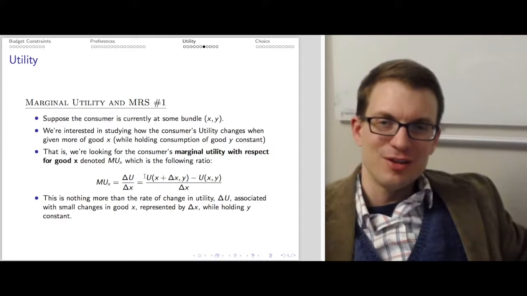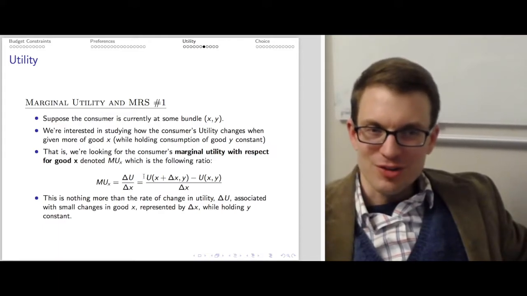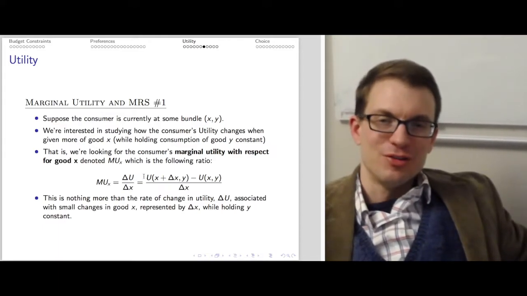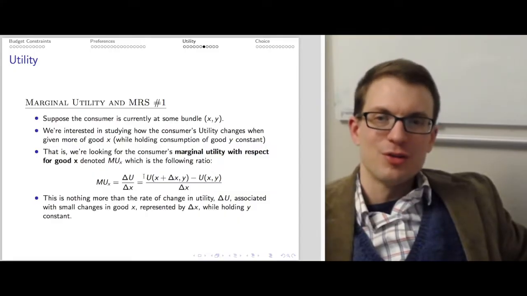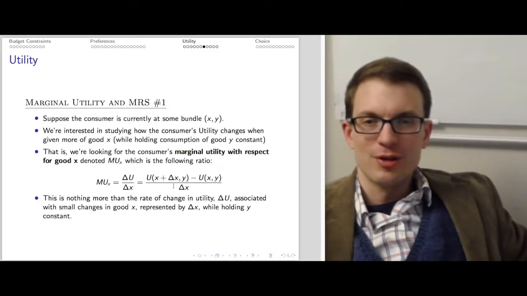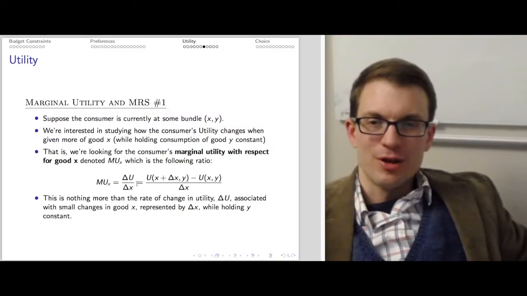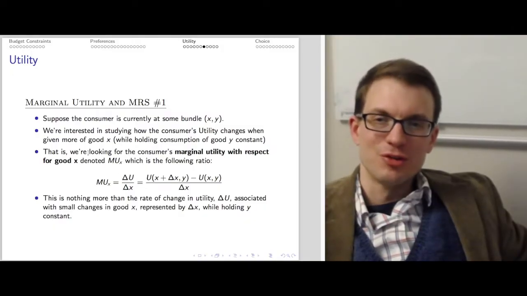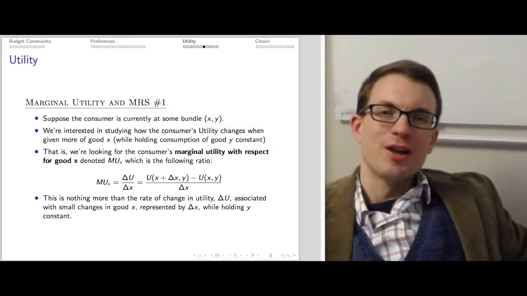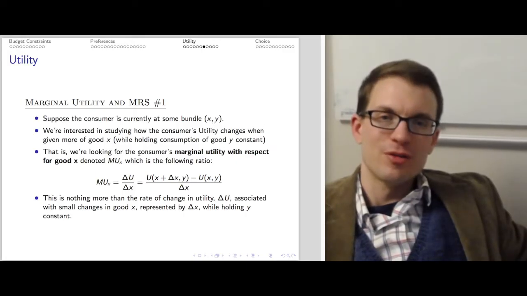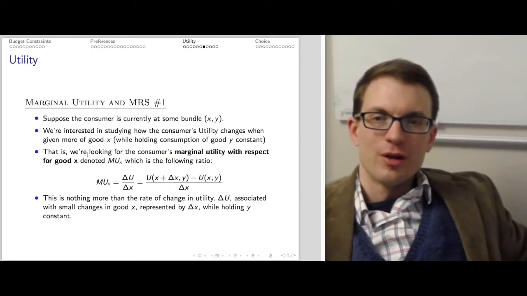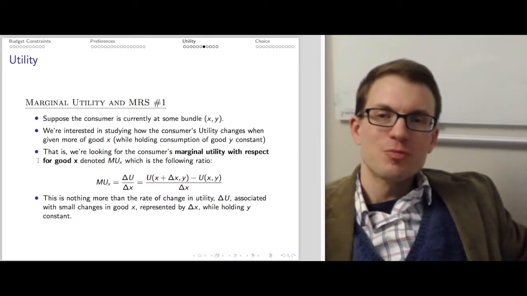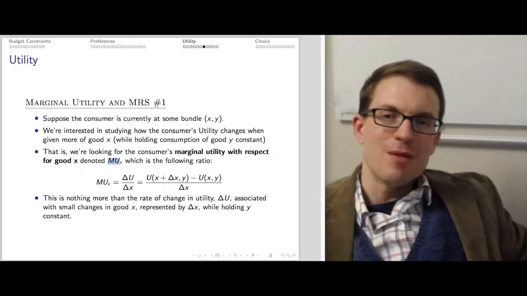Change in utility of one good divided by the change in utility coming from the other good is equal to the slope of the indifference curve, right? So basically what this is doing is we're saying, we're interested in studying how consumers' utility changes when given more of one good while holding the consumption of the other good constant. So we want to find the marginal utility with respect to good x. This is going to be MUx.